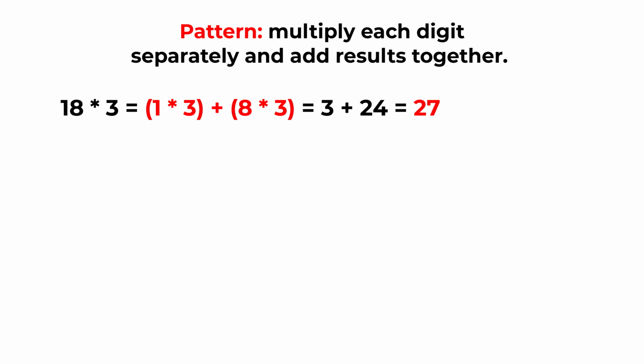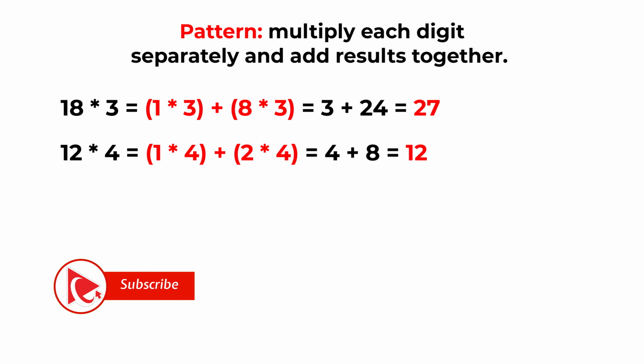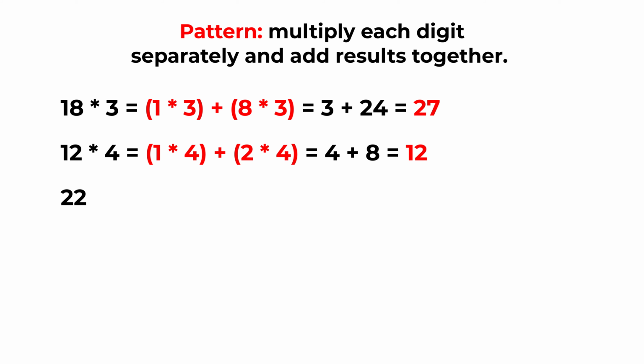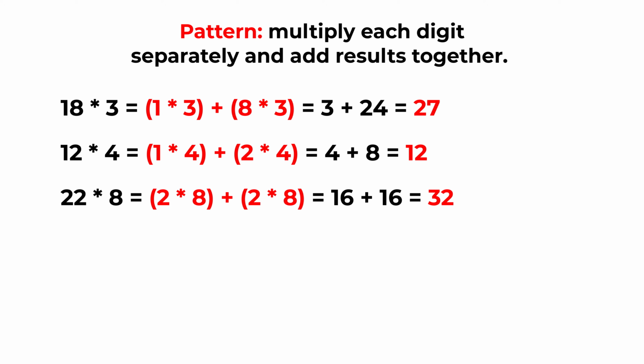In a similar way, 12 multiplied by 4 can be calculated as 1 multiplied by 4 in parentheses plus 2 multiplied by 4 in parentheses, which would be 4 plus 8, equal to 12. And in a very similar way, 22 multiplied by 8 would be 2 multiplied by 8 in parentheses plus 2 multiplied by 8 in parentheses, which would be 16 plus 16, equal to 32.